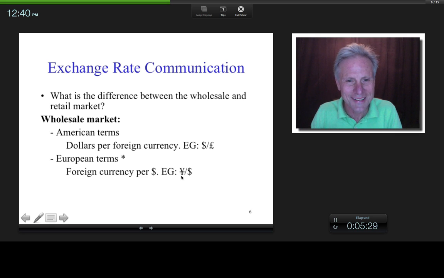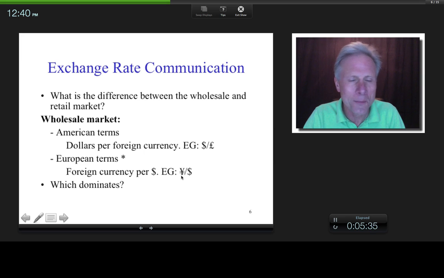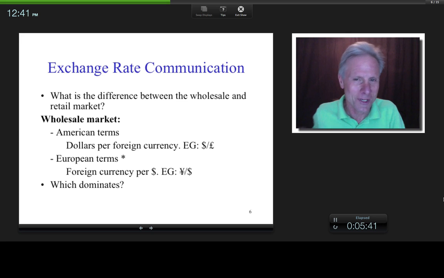So my point is, when you read stuff in the Wall Street Journal or whatever it is that you read, it's not always consistent. So what do you think dominates? Do you think American terms or European terms dominates? In other words, when exchange rates are communicated and dollars are involved, is it typical that the dollars are on the bottom, like European terms, like with the yen, 100 yen per dollar, or the other way around?